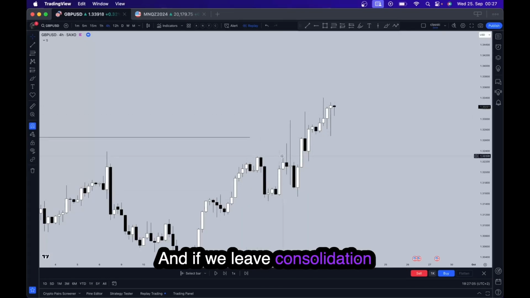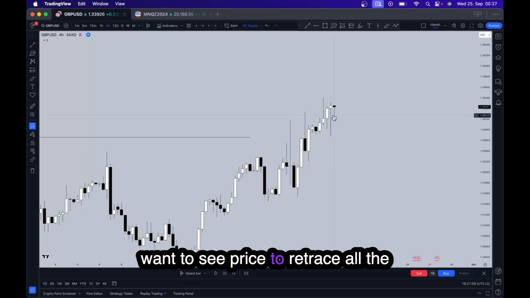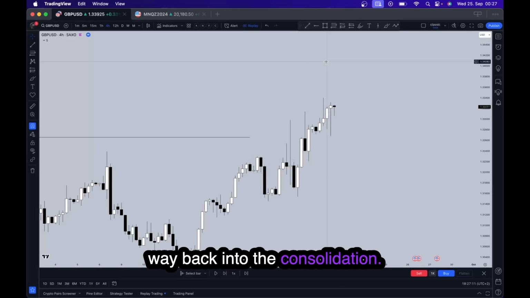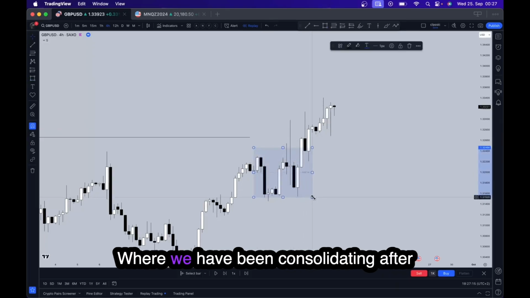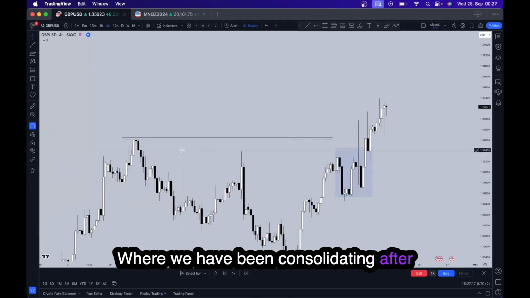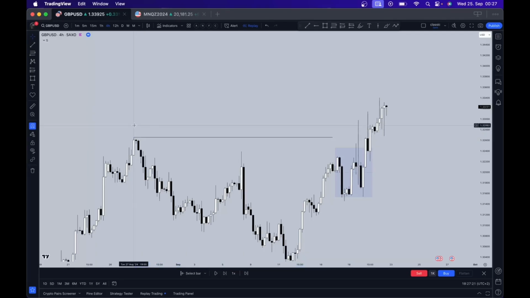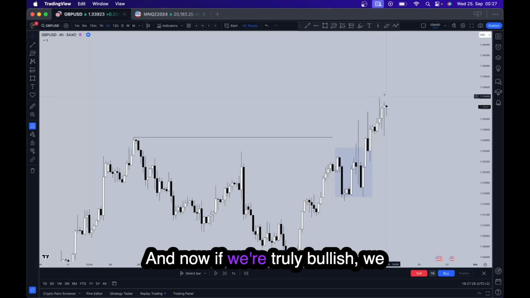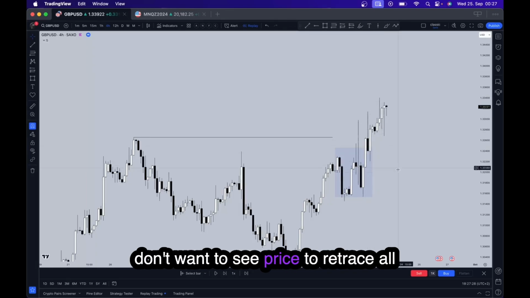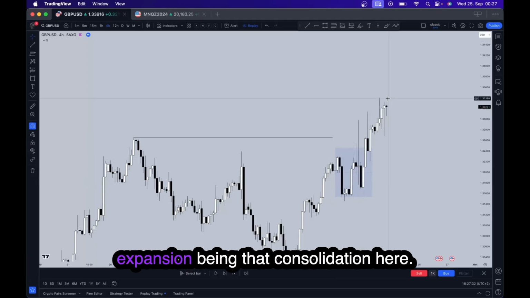And if we leave consolidation in a bullish order flow, you don't want to see price retrace all the way back into the consolidation. So this here is our consolidation, where we have been consolidating after taking out the buy side above those highs, and then you can see we started to expand higher, right? And now, if we're truly bullish, we don't want to see price retrace all the way back into that origin of the expansion, being that consolidation here.